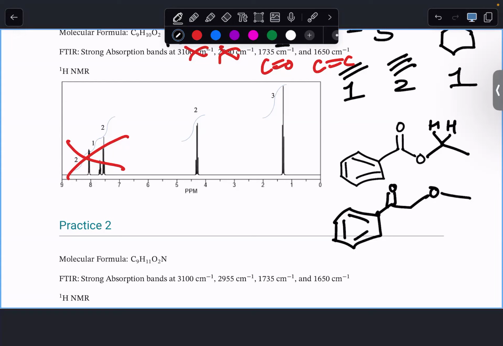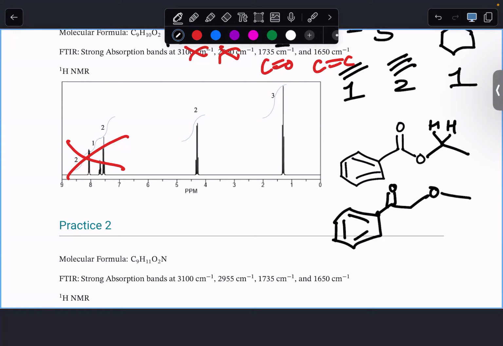Okay. So then, can we consider anything above 4 is attached to something electronegative? Yeah, so above 3 or 4. 3 to 4, okay. 4, yeah. 2 to 3 is gonna be next to a pi bond, like a double bond or a triple bond.